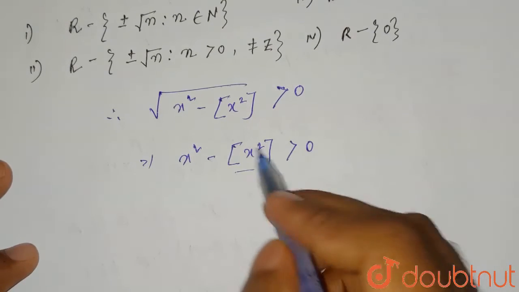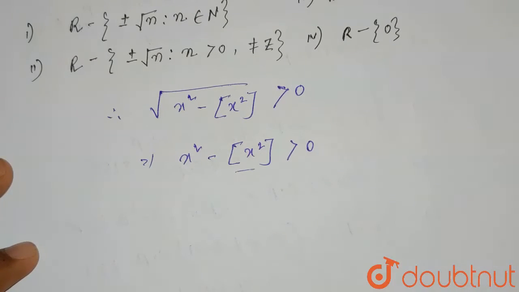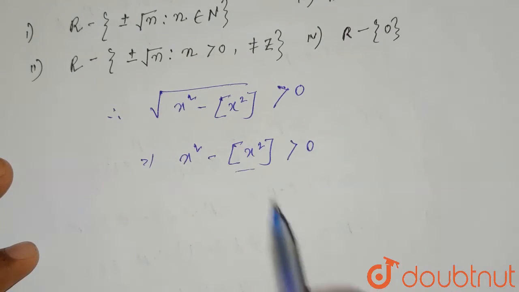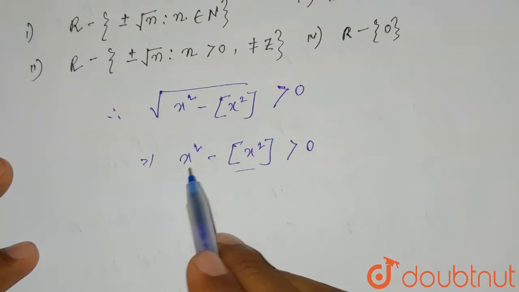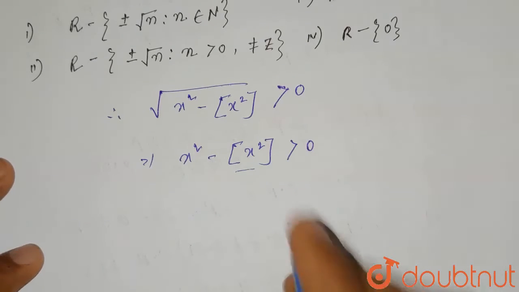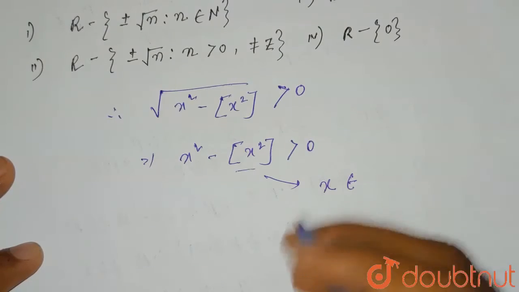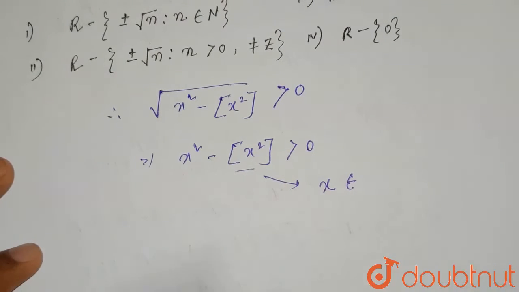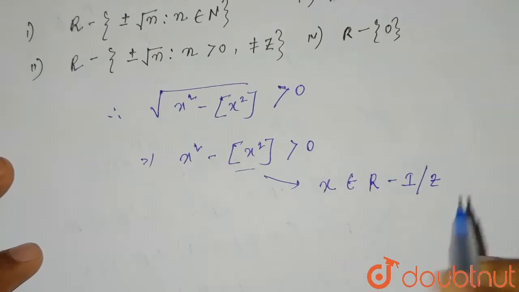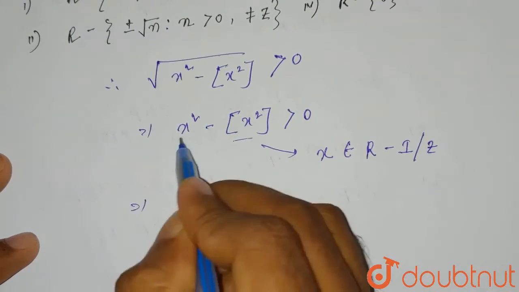That means if we take all the real numbers, we cannot include the integers, so that this subtraction will become greater than 0. If we put an integer here, this value and this value will be equal, so it will not be greater than 0, it will be equal to 0. So from here you can say x will belong to R, that means real numbers, minus integers, or you can write in place of it, 0 also.